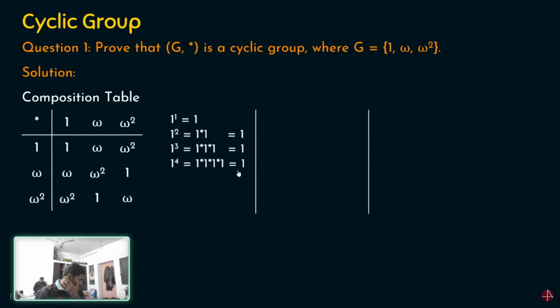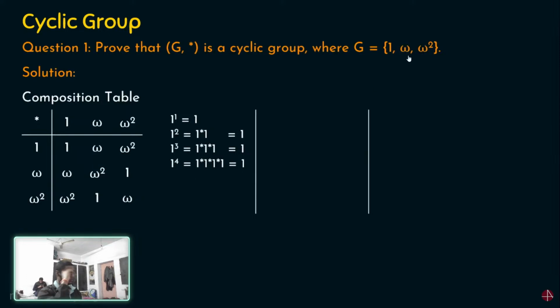Is it generating all the group elements? I mean, is this element 1 generating all elements in the group, like 1, omega and omega square? No, it's generating only 1. So this is not a generator element. An element in the group is said to be a generator element if it can generate all elements in the group. Here 1 is not generating all elements of the group. So 1 is not a generator element.